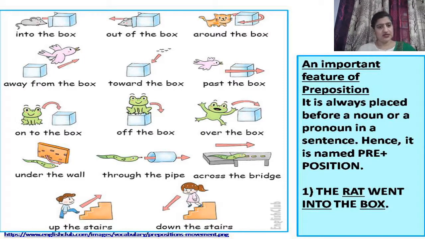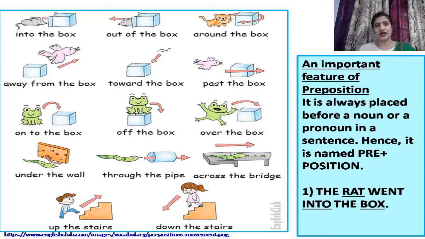Now there is this slide before you. You can see various pictures where the captions used have also made a mention of various prepositions of direction and position. I'll look at the first picture on the top left corner, where into the box, you can see it's written there. So the rat went into the box. Now into is showing the relationship of the noun box with the rat.